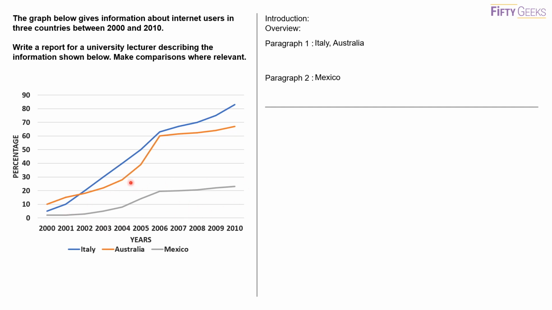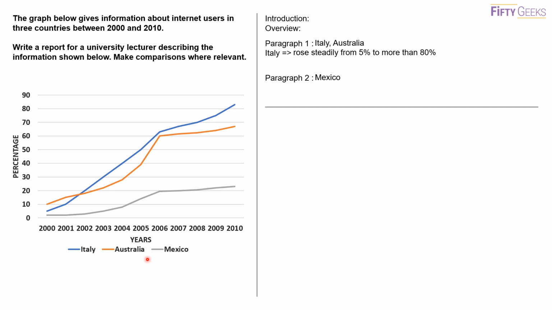I will start adding the notes here. First of all, I will take Italy, where users increased from 5% to more than 80%. I will write, in Italy, users rose steadily from 5% to more than 80%. Then I will move on to Australia.